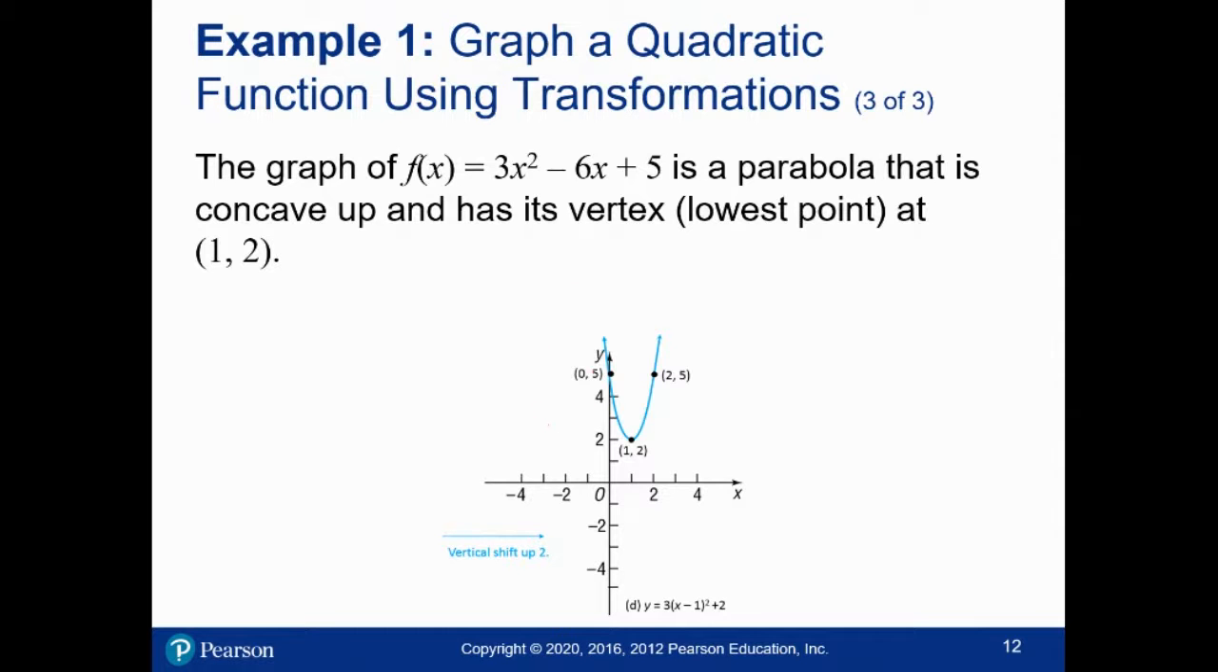You can find some intercepts. Remember that if you just let x equal 0, you'll find the y-intercept, and that's quite easy. If I let x equal 0, I'm just going to get out 5.